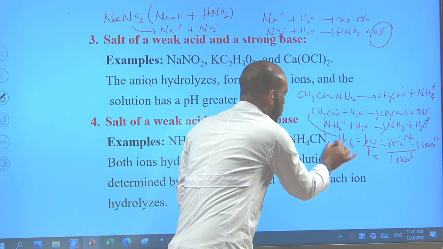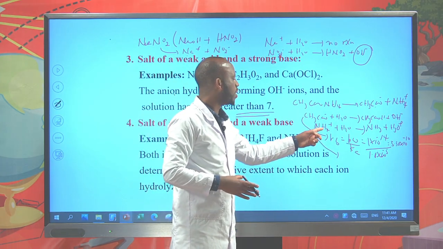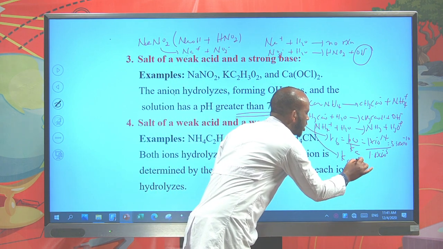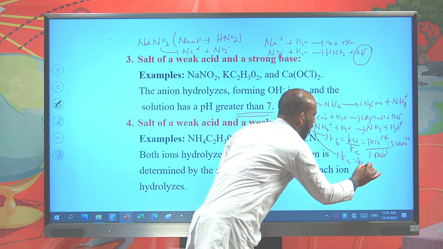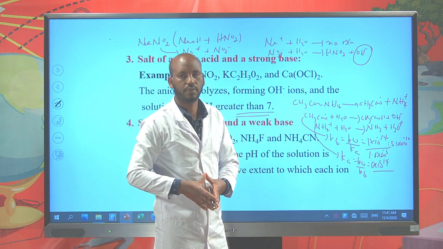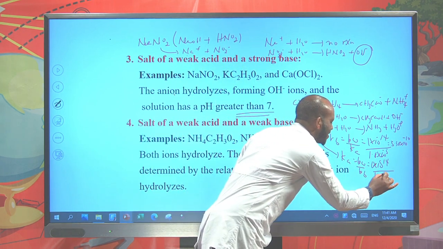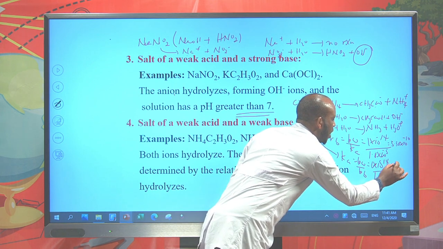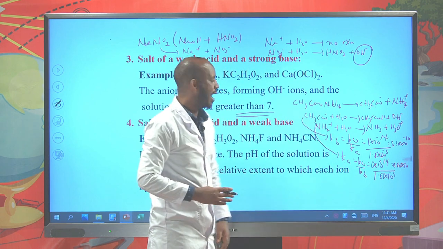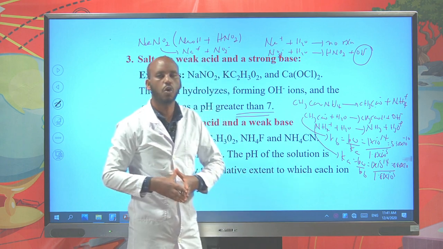This is an acid. What type of acid? The conjugate acid of the weak base, ammonia. K acid equals K water divided by K base. K water is 1 times 10 raised to minus 14, divided by K base of the parent base, ammonia, whose dissociation constant is 1.8 times 10 raised to minus 5, giving 5.56 times 10 raised to minus 10. Acid dissociation constant equals base dissociation constant.